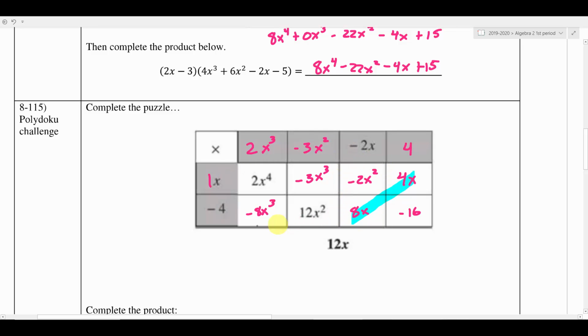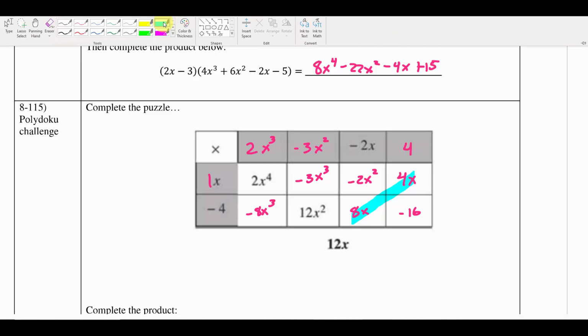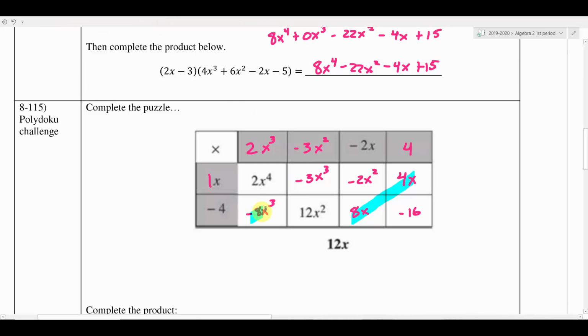All I have to do is go through and add up my like terms. And I always like to do this highlighter thing because I like to recognize those diagonals, right? The cubes are there. The squareds are there. The regular x's are here. And then these two guys on the corners are always going to be by themselves. There's not going to be anything that they can combine with.